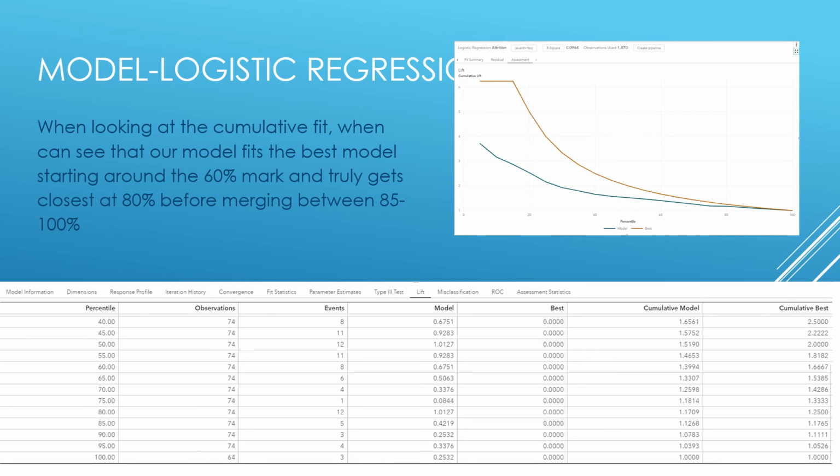When looking at the cumulative fit, we can see that our model fits the best around the 60% mark and truly gets closest at 80% before merging between 85 and 100%. We always want to compare our model to the best fit model to see how our model gauges against the best possible outcomes and random selection of data.